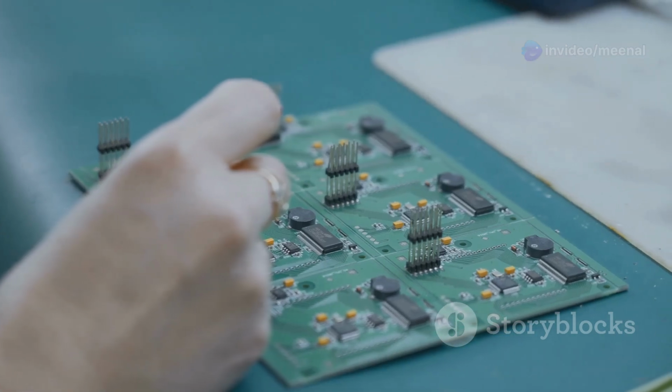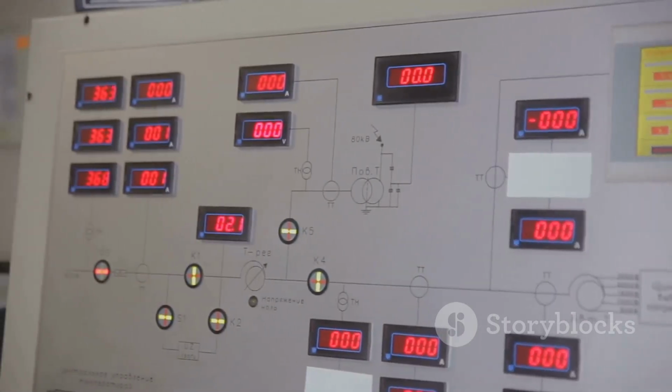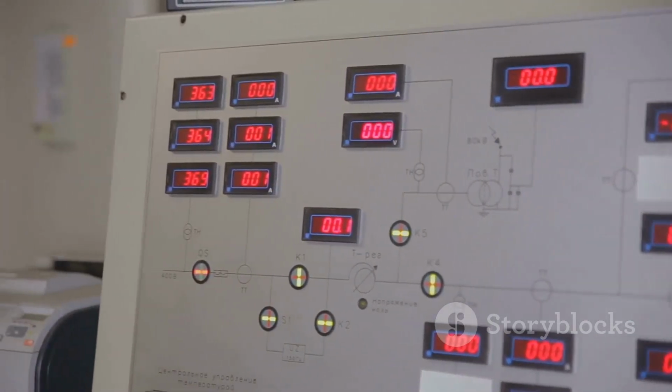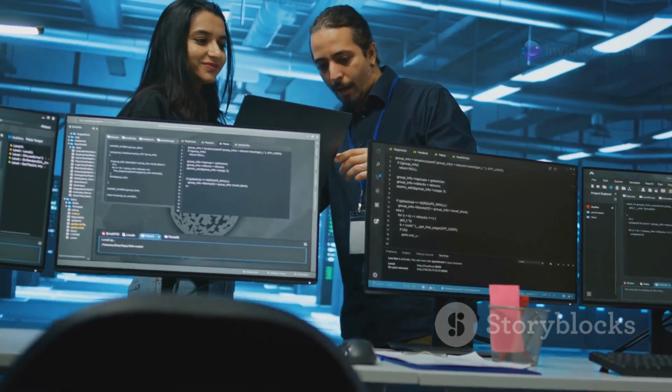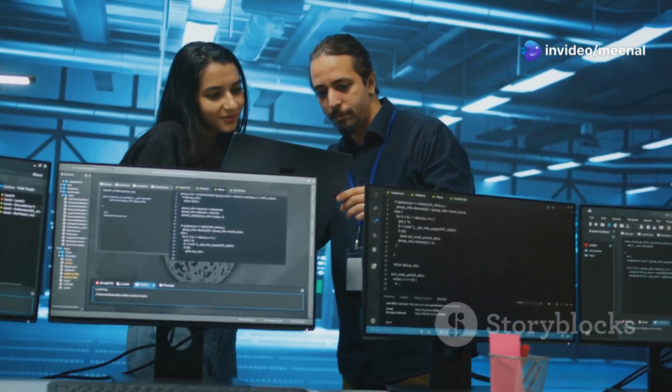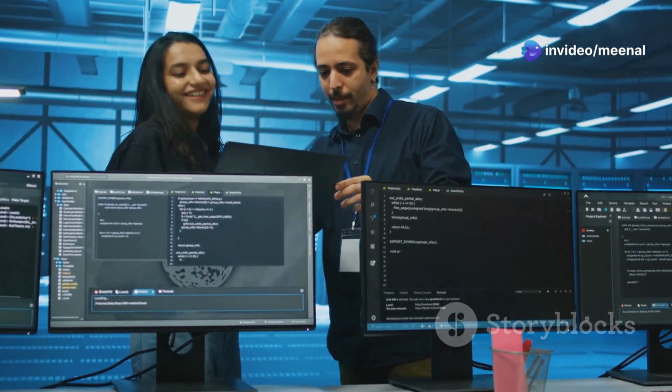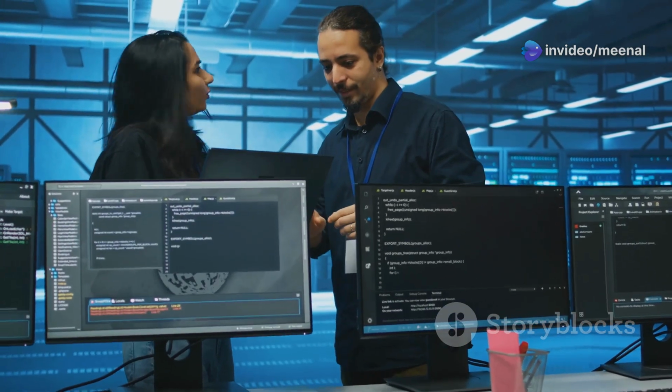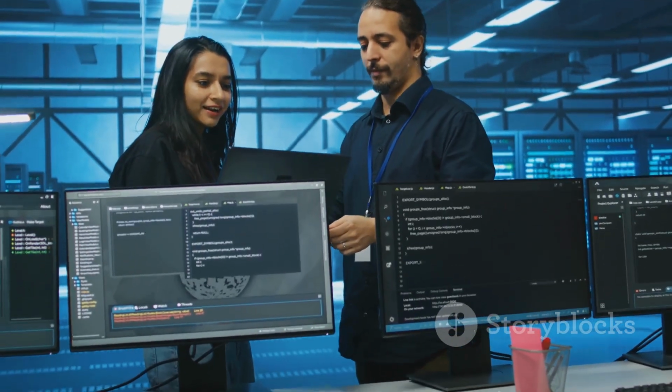Communication between microcontrollers. In complex systems, multiple microcontrollers often need to communicate with each other. SPI provides a reliable and efficient way to share data and coordinate tasks between these microcontrollers, much like different departments within a company collaborating on a project.